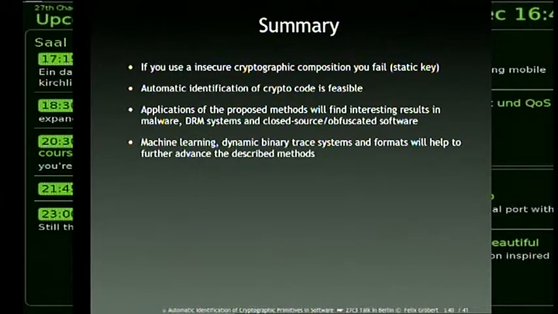So to summarize, if you use a static key, you have failed before, but now you fail faster. Because in my opinion, like I showed, the automatic identification of cryptocode is feasible and gets better. The applications of the proposed methods include malware, DRM systems, closed source, obfuscated software, and my guess is that it will find interesting results. Further work, of course, has to be done with machine learning, and further work, of course, in the dynamic binary instrumentation systems.